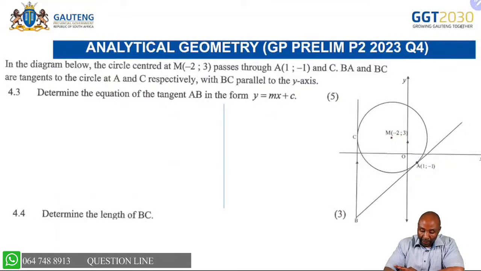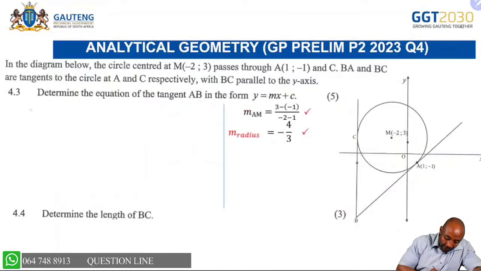The equation of a straight line. The equation of the tangent AB. Now, we are able to get the gradient of the radius. We know that MA is a radius, so we find the gradient of MA or AM, and we use the formula there. We'll get it as 3 minus -1 over the change in x, which is -3, and we get it as -4/3. That is the gradient of the radius.